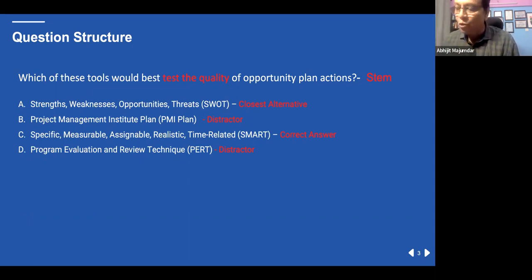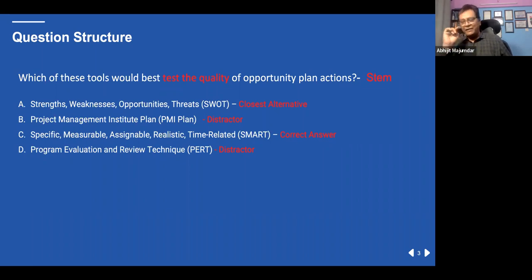So these are two answers, one is the close alternative, another is the correct answer. Now the correct answer is always as per the APMP best practice. That is, it should be prepared before the kickoff meeting or during the opportunity plan phase. So this is how the question is structured, and every question is structured like that.